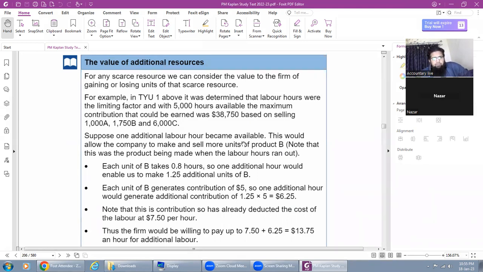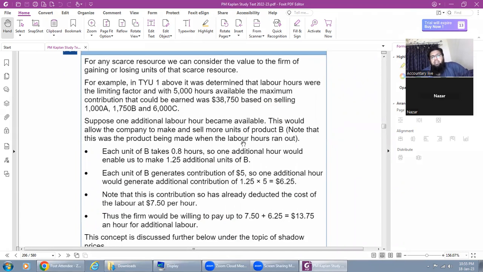The total revenue. Now suppose that one additional labor hour becomes available. This would allow the company to make and sell more units of B. Note that this was the product being made when the labor hours ran out. B was our last product, but our labor hours finished, so we stopped the production of product B.